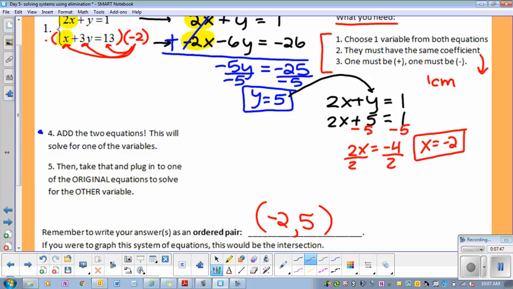And so if we were to graph these two systems, like we made them both equal to y because they're both lines, and we graphed it, then negative 2, 5 would be the intersection. Okay? Isn't this fun?